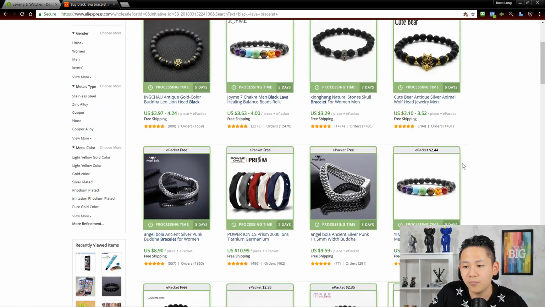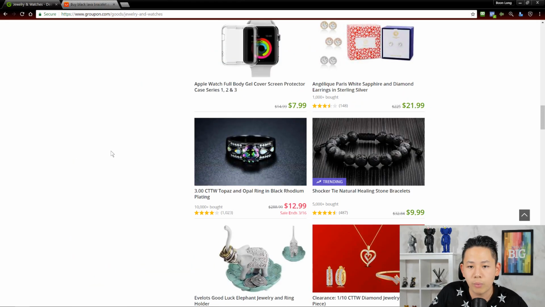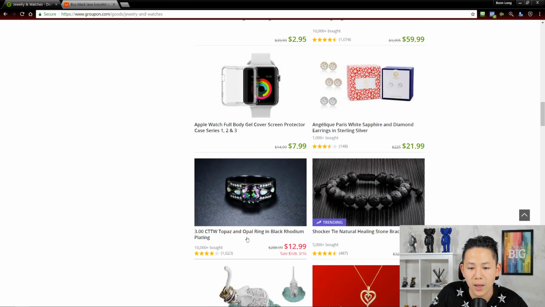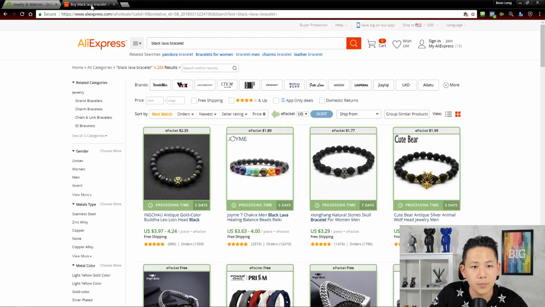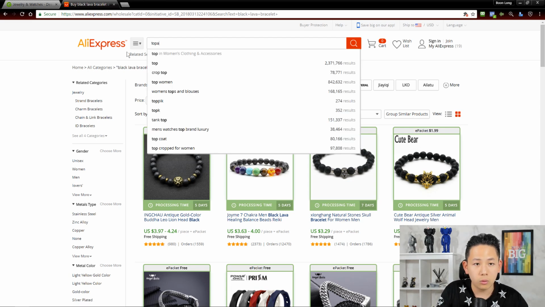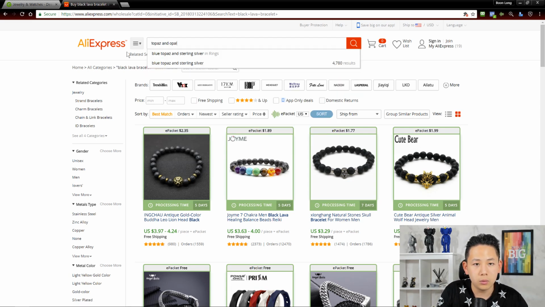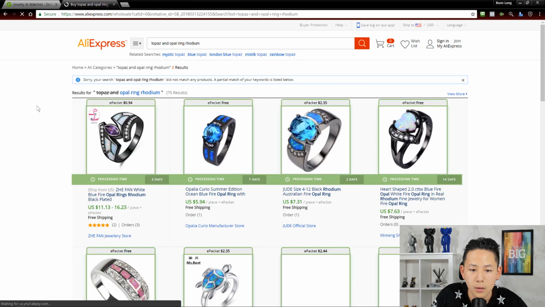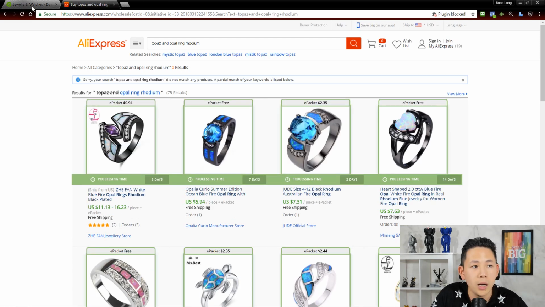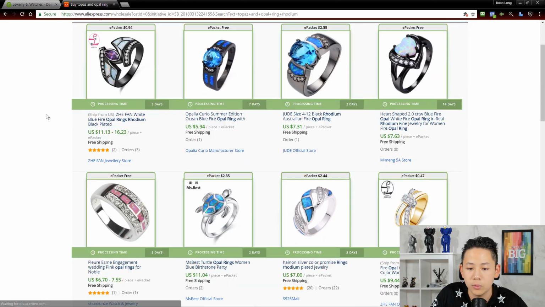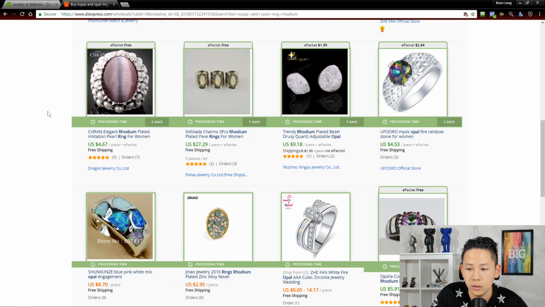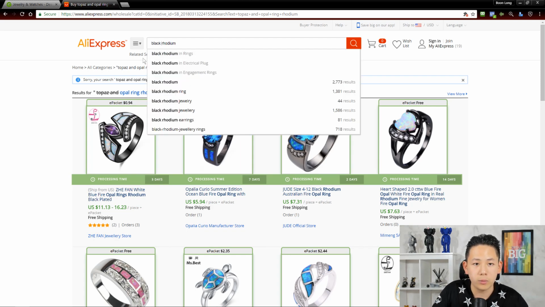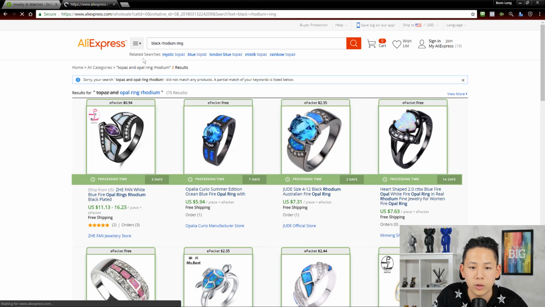So let's take another practice here. Maybe let's try to search the topaz and opal ring. Topaz and opal ring rhodium. Unfortunately we aren't able to find the exact same one, so maybe black rhodium ring. Let's try.